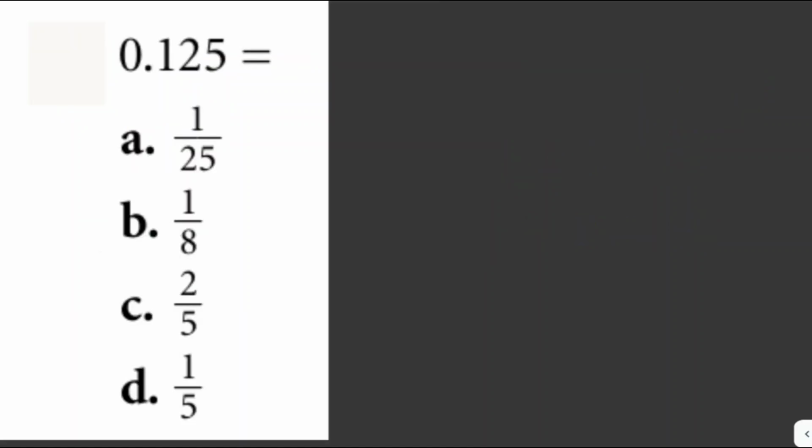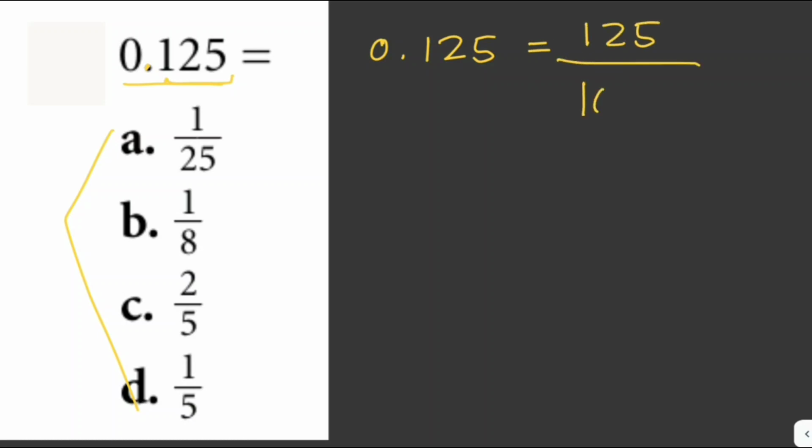0.125 is equal to. In the choices given here, all the choices are in fraction form, so that means we need to convert 0.125 to a fraction. So how are we going to do that? This is our decimal point here, and 125 is 3 places to the right of the decimal point, so therefore this is in the thousandths place. So we can write 0.125 as 125 over 1000.